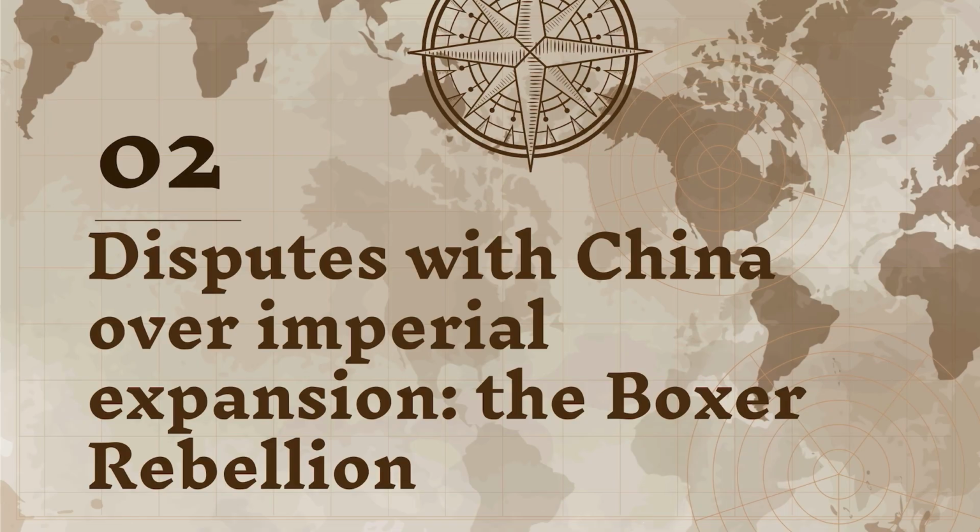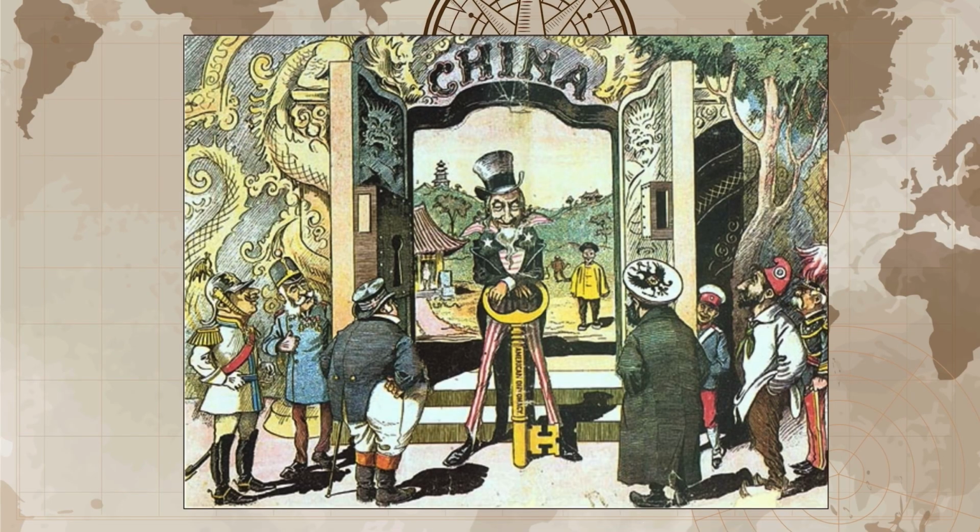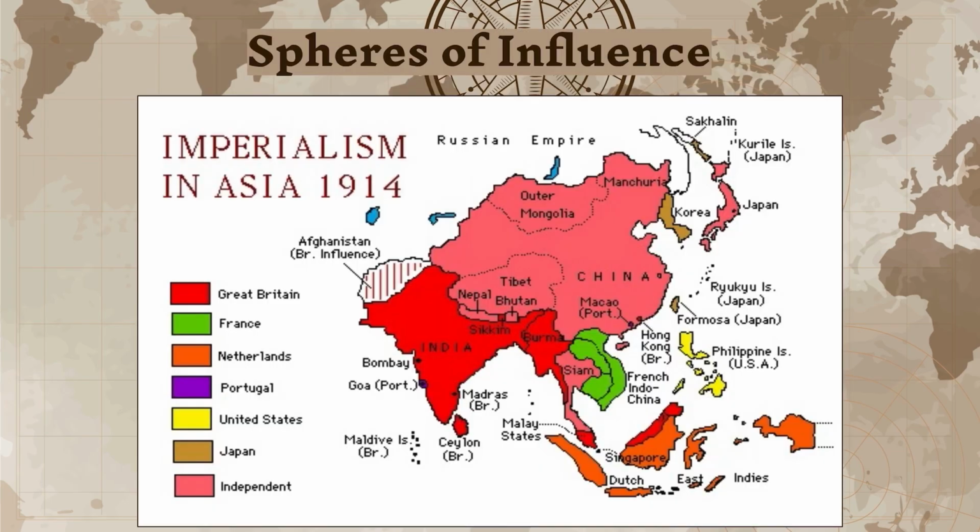Now let's talk about the disputes with China over imperial expansion. Following the First Opium War and the Second Opium War, China was forced to accept unequal treaties. The Treaty of Tianjin legalized the opium trade and opened ports to foreign powers. European countries established spheres of influence, increasing the competition. They basically partitioned China to take control over it.